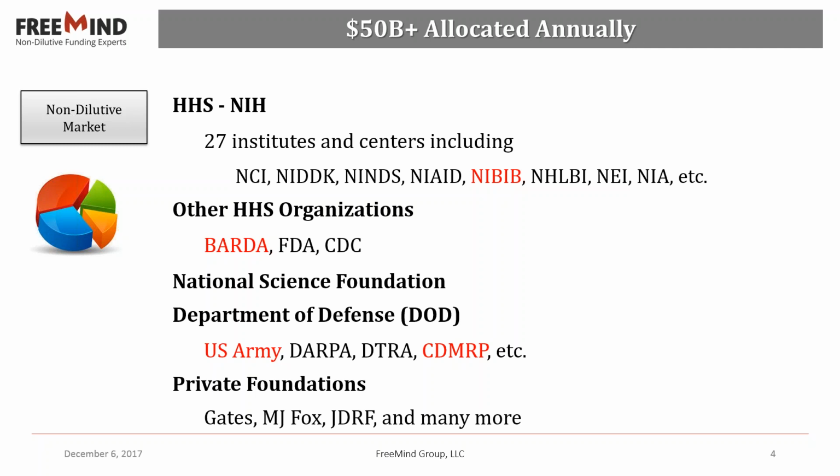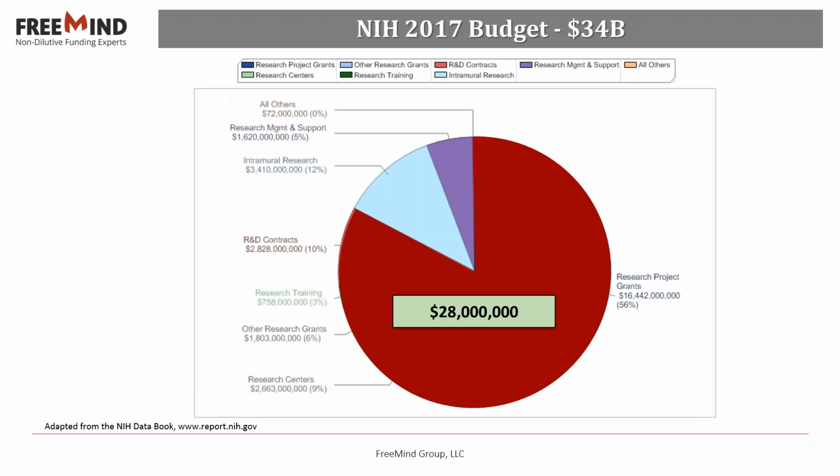CDMRPs, that's the Congressionally Directed Medical Research Program that comes from the Department of Defense, is also another great source of funding, so I suggest you keep a lookout for the next round of CDMRPs, which are usually announced around March, April time, end of Q1, early Q2. And of course, as I said before, private foundations.